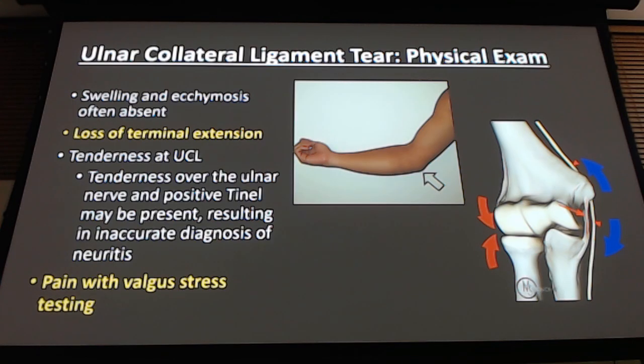Tenderness at the UCL. You can have tenderness at the UCL with a bunch of different conditions, correct? Okay, so that may also not be specific. So since it involves the ulnar nerve, right, you can have that positive Tinel's. But the biggest thing is when you do your valgus stress test, especially when you do it going from extension to flexion, you can notice that then they have more significant pain. Okay, so that can tell you something.